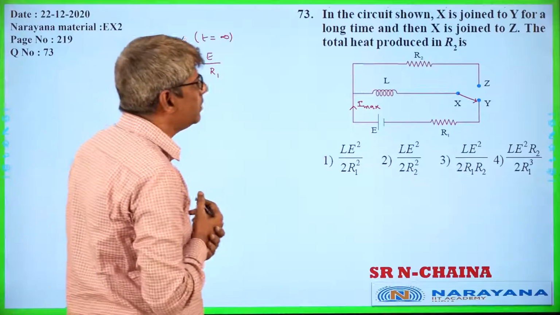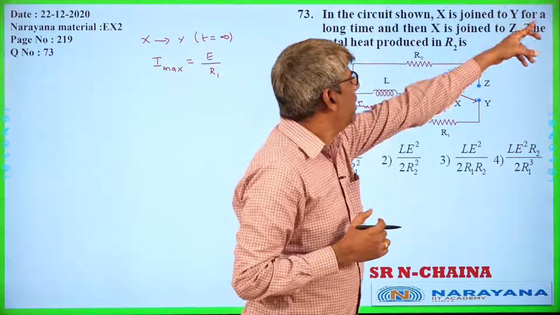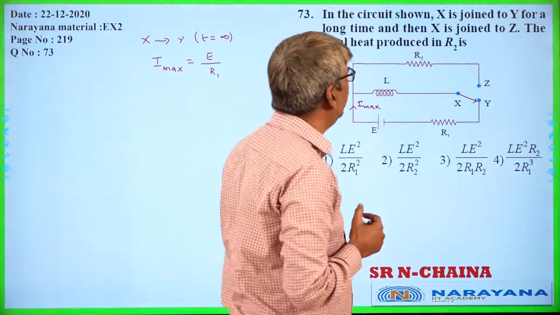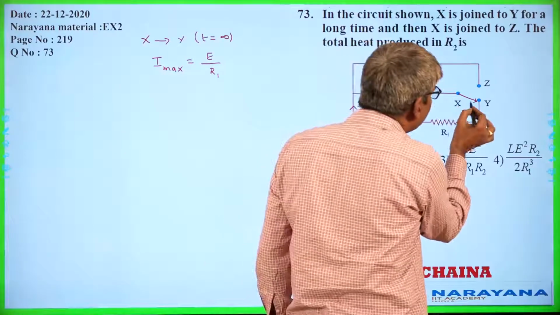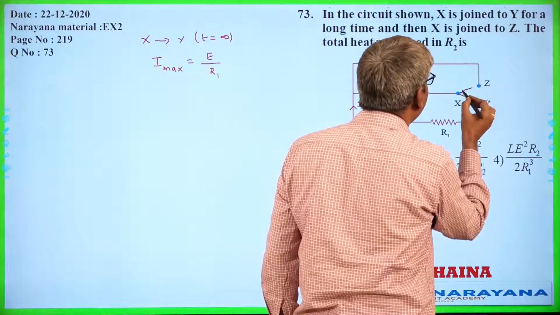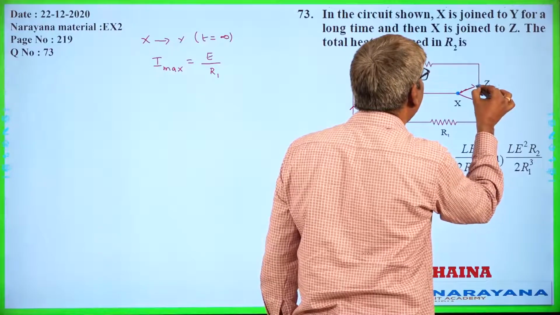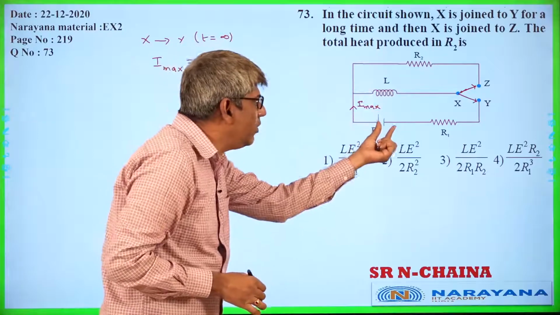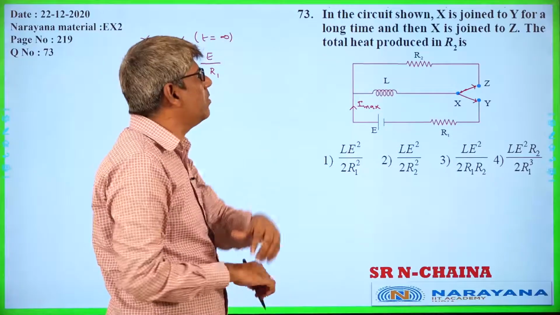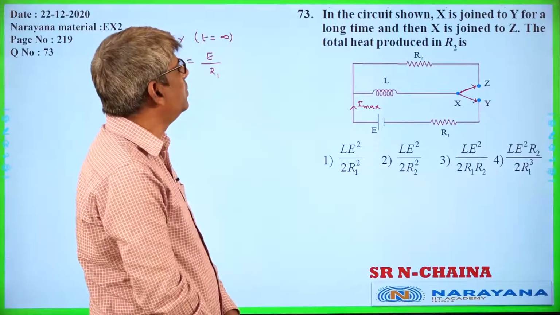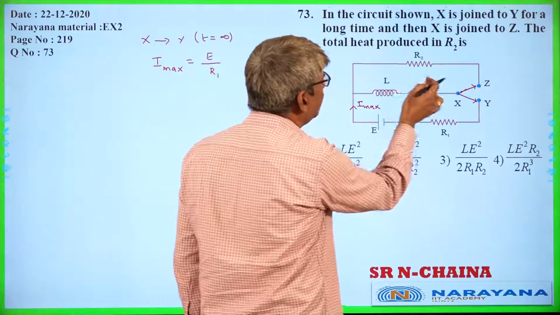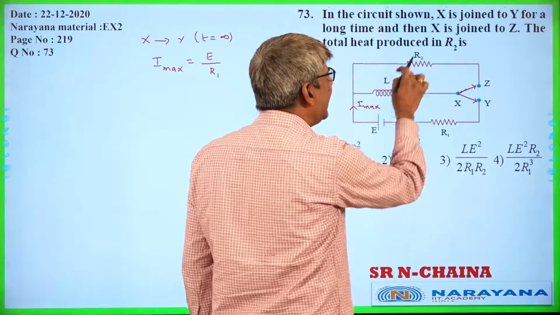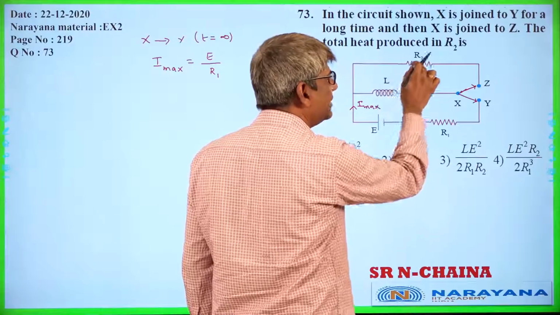This is at t equal to 0, for a long time. And then X is joined to Z. Now the earlier connection is removed after a long time, and a new connection is maintained. Means the lower circuit will be in a state of discharging. The circuit completed is this. There is no battery, so this is the LR circuit.